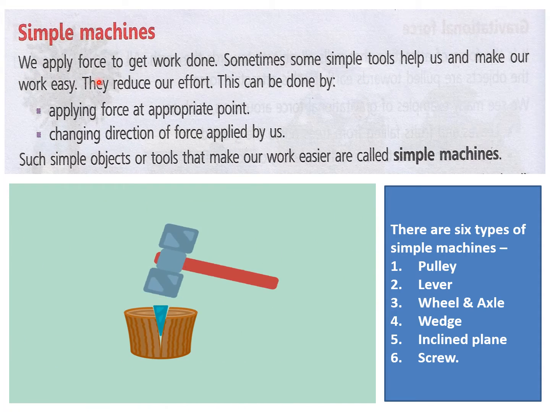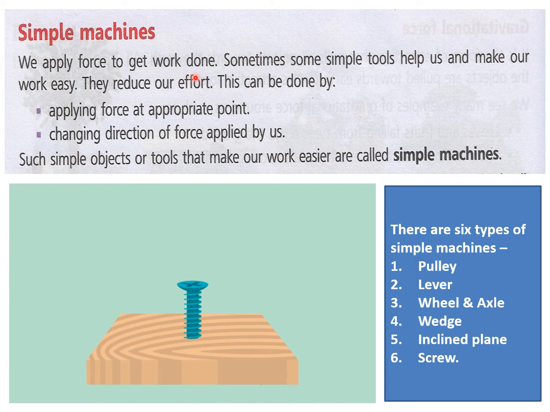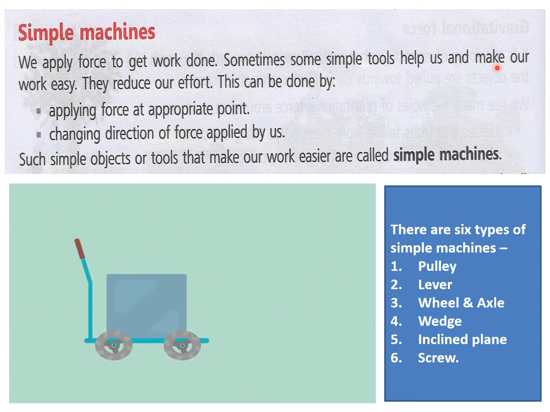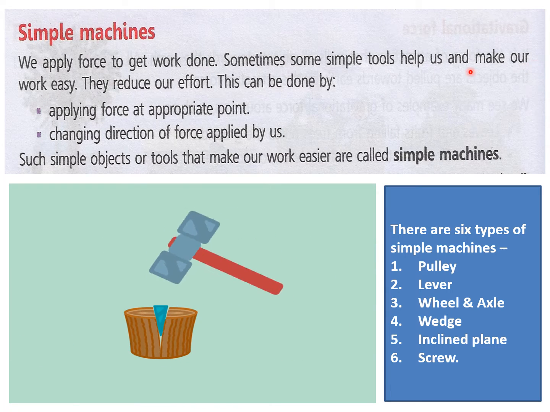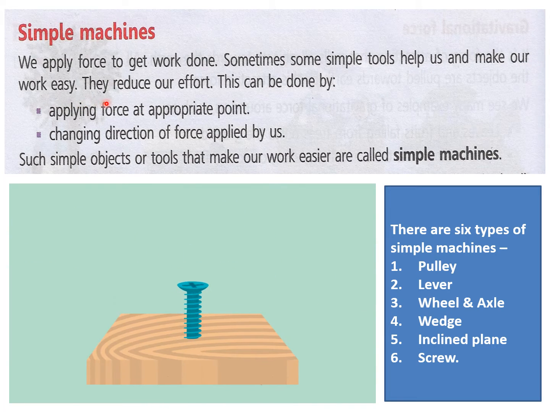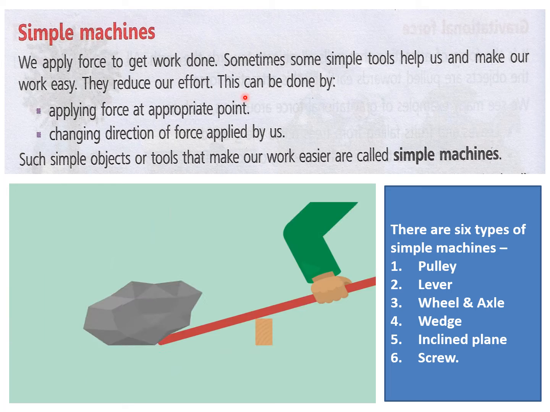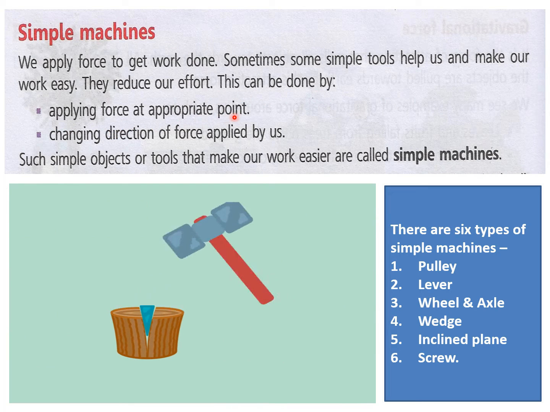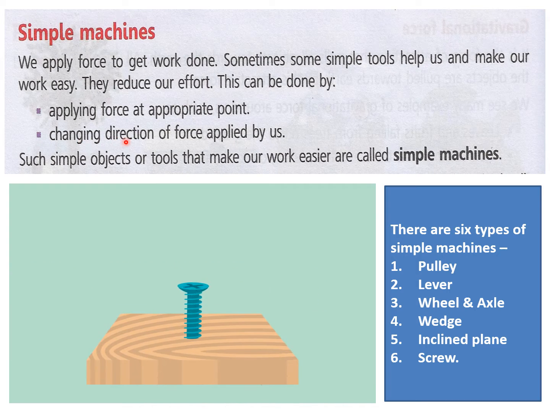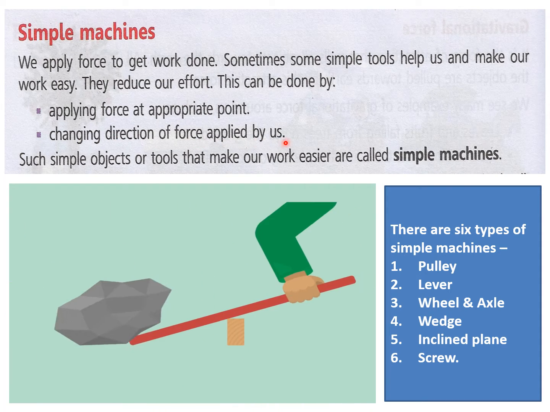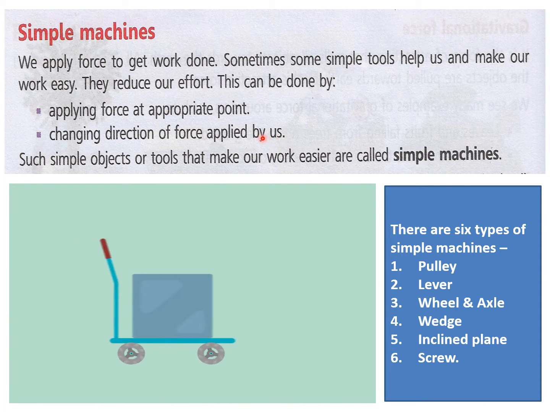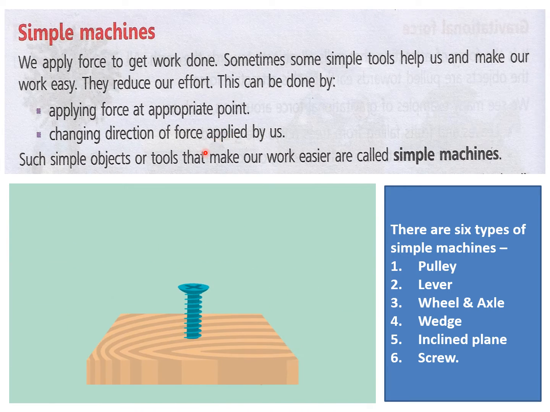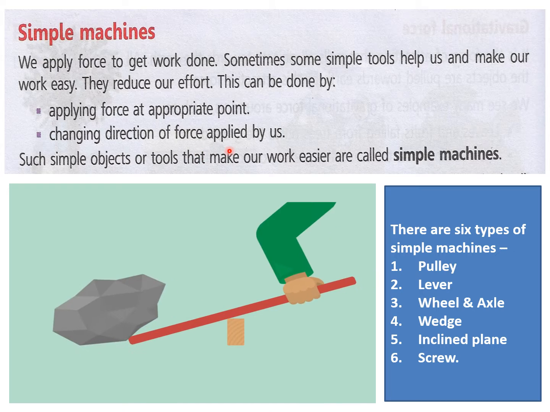We apply force to get work done. Sometimes some simple tools help us and make our work easy. They reduce our effort. This can be done by applying force at an appropriate point, or by changing the direction of the force applied by us. Mainly these simple machines work on these two points only: they change the direction of the force.